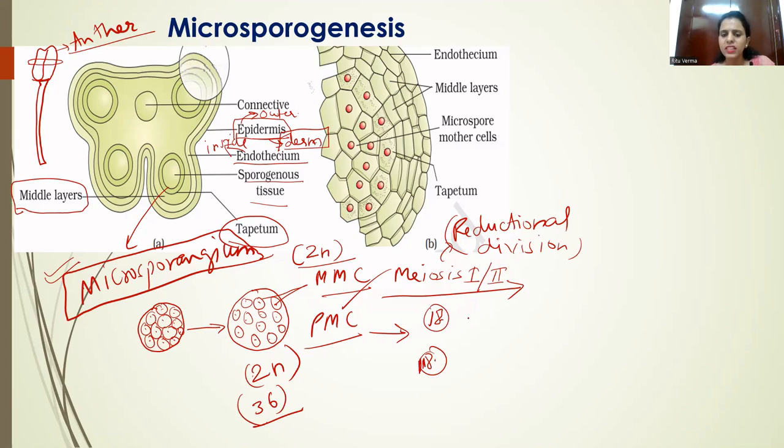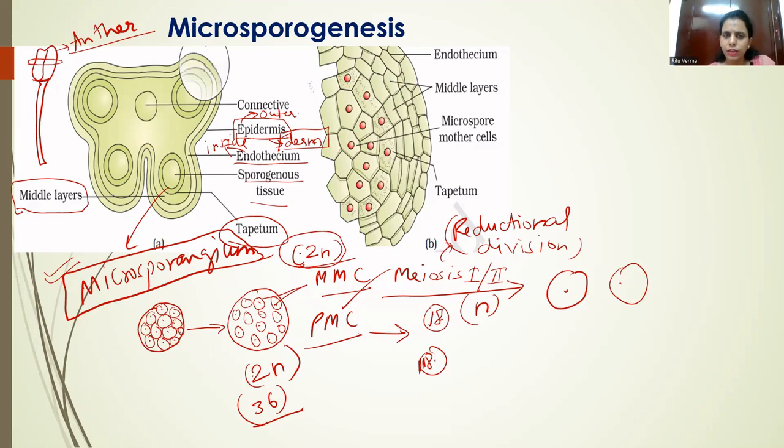So this type of cell division in which the chromosome number is reduced to half is known as meiosis or reductional division. The complete set of chromosomes is represented by 2n and the half set of chromosomes is represented by n. So these microspores or pollen grains which are formed here have only a half set of chromosomes.